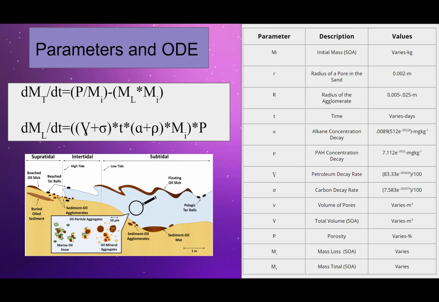The top equation, which is the total mass, is the porosity divided by the initial mass. This will give you the overall oil mass, neglecting all of the sediment that has surrounded it. And from that, you subtract the mass loss times the initial mass, which gives you a number in kilograms of mass that has been lost in that specific amount of time that was identified in the mass loss equation. And of course, these equations are a coupled system of differential equations.